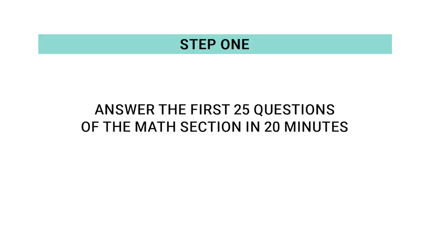The reason you need to do the first half of the test this quickly is because the final 20 questions are going to be very difficult and you'll need extra time to think through them. So remember, step one for acing the ACT math is to answer the first 25 questions in about 20 minutes so that you have enough time to think through the more difficult questions on the second half of the test.